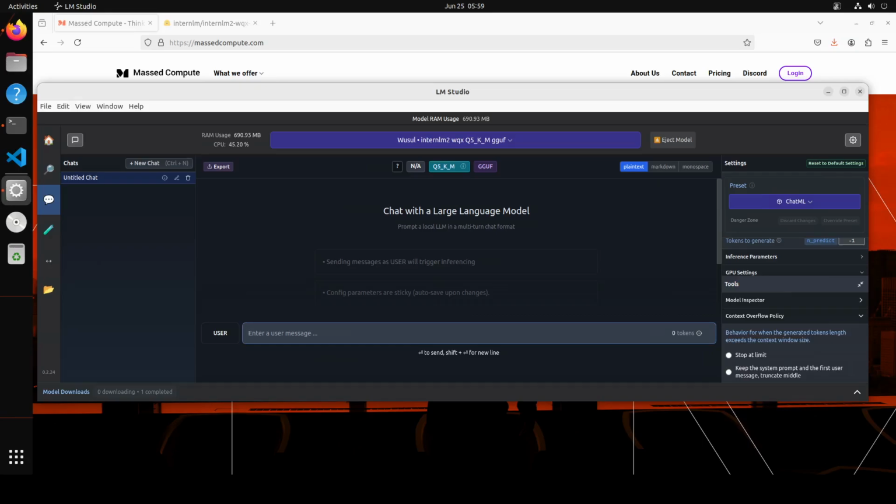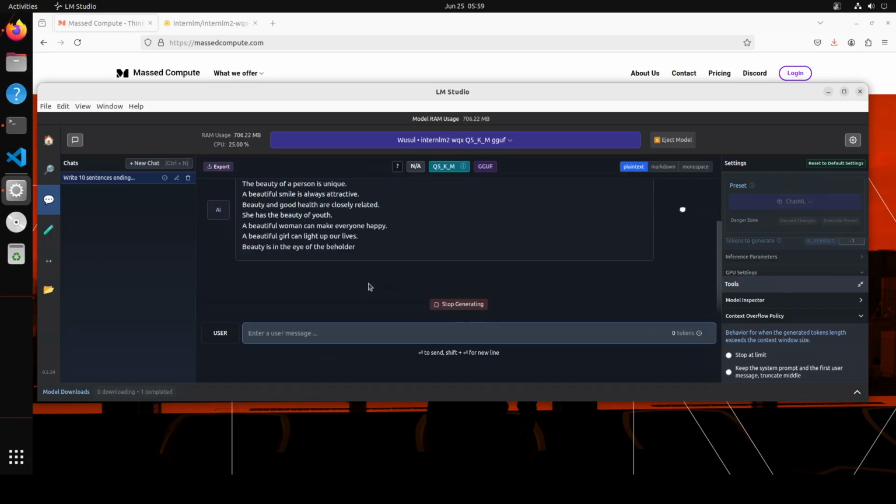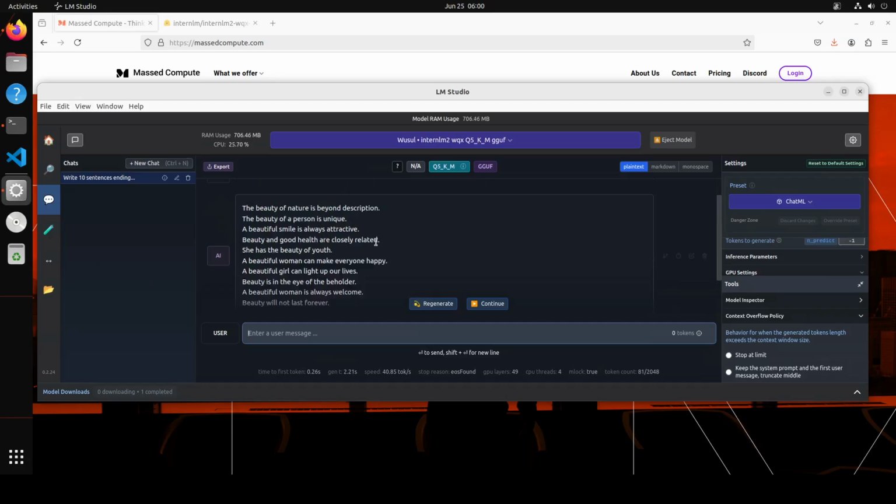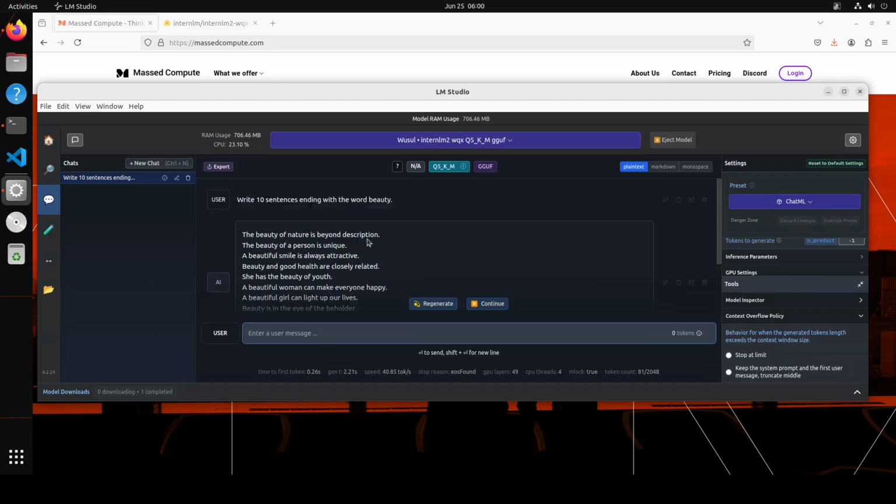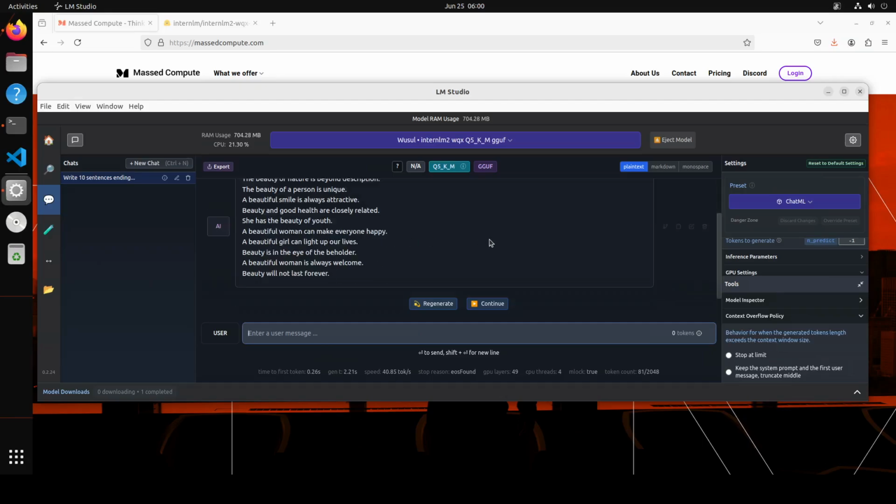Okay, so the model is loaded and then I have also set the preset to chatml. Let's see how it goes. Let me ask it first question, which seems simple, but a lot of models fail it. So let's see what this one does. I have asked it to write me 10 sentences which end with the word beauty. And you can see that it failed all of them.